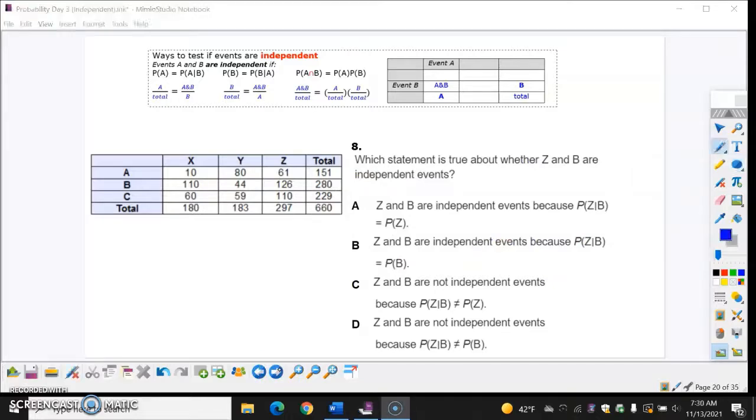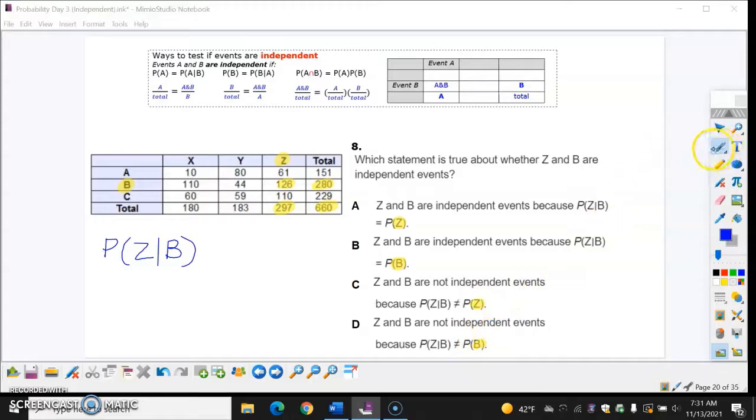Number 8. Which statement is true about whether Z and B are independent events? So I know by my table here, I'm going to be using these 4 numbers when you're trying to find independence from a two-way table. Looking at the answer choices, all 4 of these want you to find the probability of Z given B. And if I look at these answer choices, this second one says B, then Z, then B.